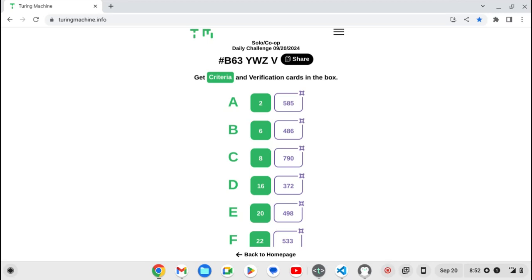Let's begin. Today's September 20th, 2024, and we're solving the Daily Turing Machine Puzzle. Today's all-even lineup of criteria cards are 2, 6, 8, 16, 20, and 22, and the puzzle uses the purple verification cards. The code above is your way to get more information on today's puzzle by searching the code on turingmachine.info. Let's go solve.